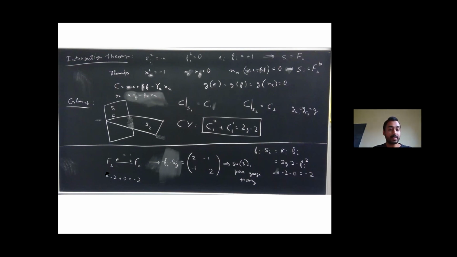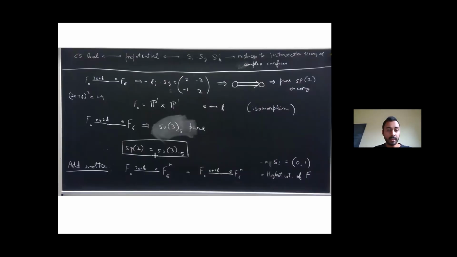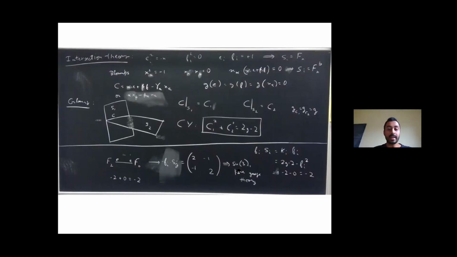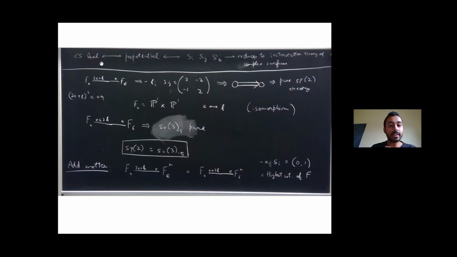And now there are no blow-ups. So this geometry corresponds to an SU3 pure gauge theory in 5 dimensions. And there is a Chern-Simons level that you can associate to it, which I'm not going to get into the details of, but it can be computed to be -1. This Chern-Simons level is computed using the prepotential of the 5D theory, which can be computed geometrically using the triple intersection numbers of the surfaces, which also reduce to the intersection theory of complex surfaces. So the whole data so far is just about the intersection theory of complex surfaces.